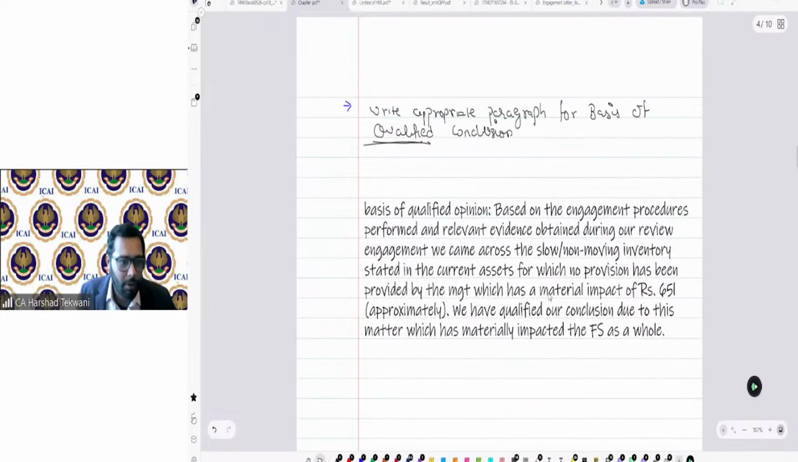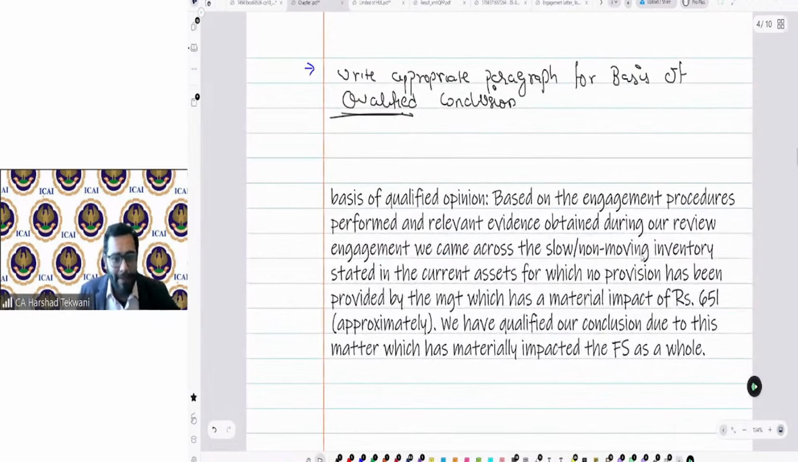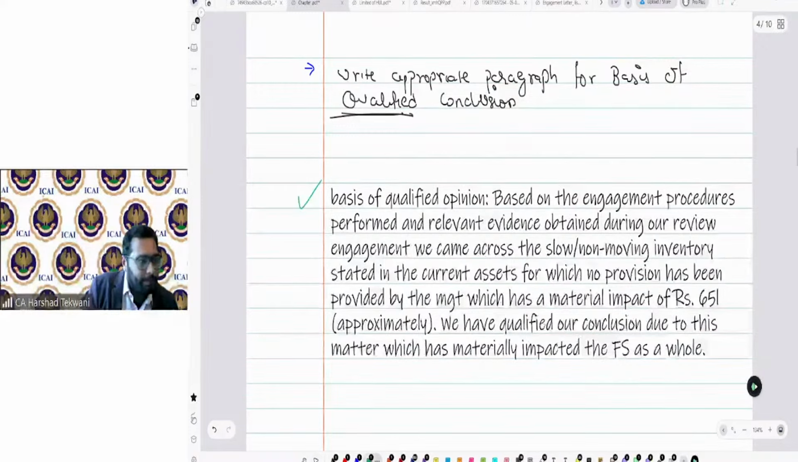Generally, it should be conclusion. Based on the engagement procedures performed and relevant evidence obtained during our review engagement, we came across that the slow moving inventory stated in the current assets, for which no provision has been provided by the management, has a material impact of rupees 65 lakhs. We have qualified our conclusion due to this matter, which has materially impacted our FS as a whole. Okay, good. I would say this is a good conclusion.